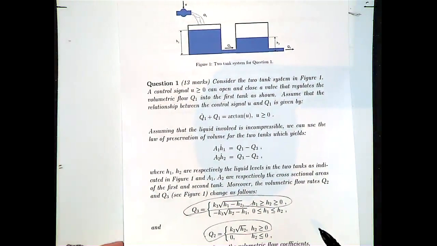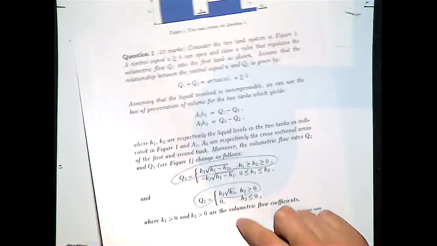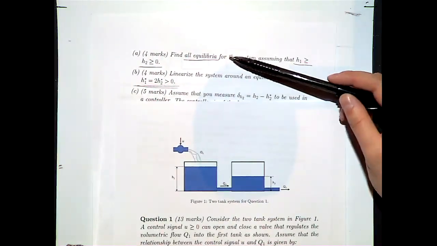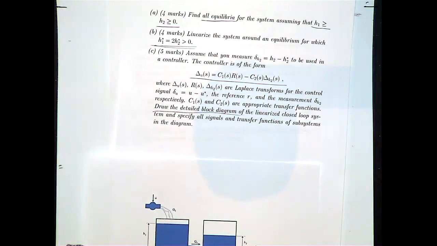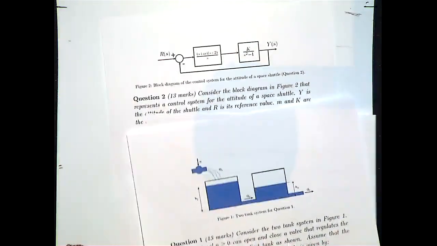This morning, we started to look at the 2018 exam paper, and we looked at question one. We found the equilibria, we linearized the system, and then we drew the block diagram, right? So this afternoon, we'll be looking at questions three and four in the 2018 exam, all right?